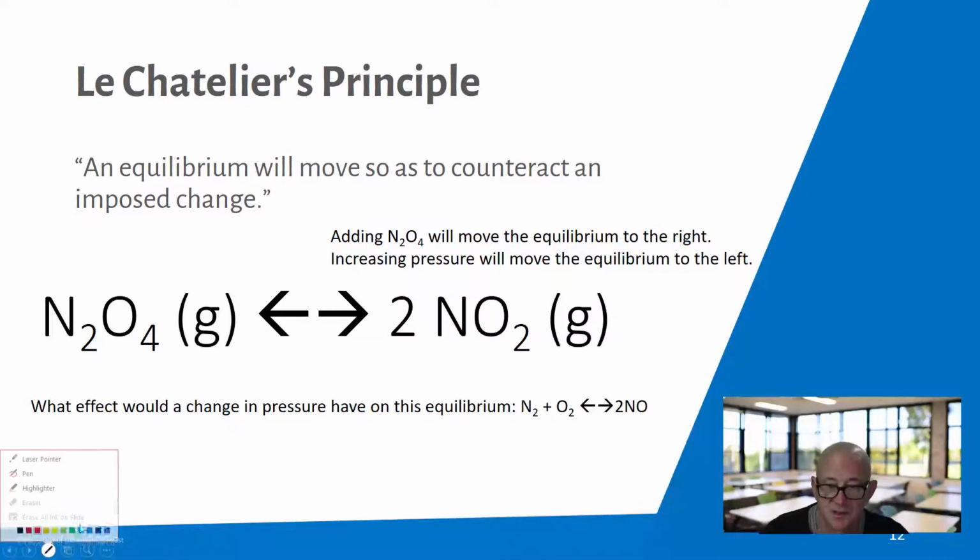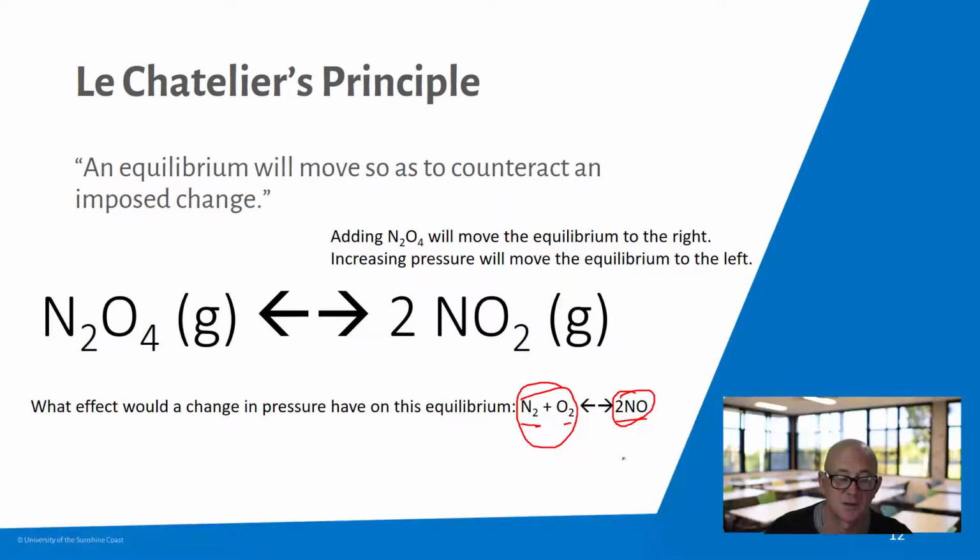Now, I've given you another example, a reaction of N2 and O2. We've got N2 and O2 reacting, and you end up with 2NO. If you look at this equilibrium, on the left-hand side you've got two molecules in total, producing two molecules on the right-hand side in total. In other words, if you change the pressure here, there's no way the equilibrium can move to try to increase or decrease the pressure, because you've got equal numbers of molecules on both sides of the equation.